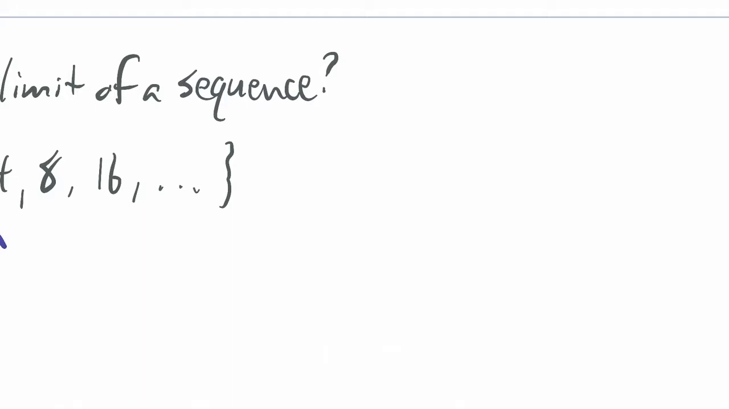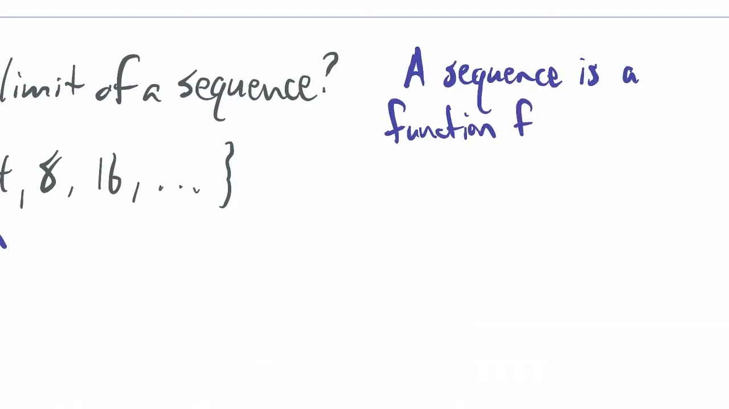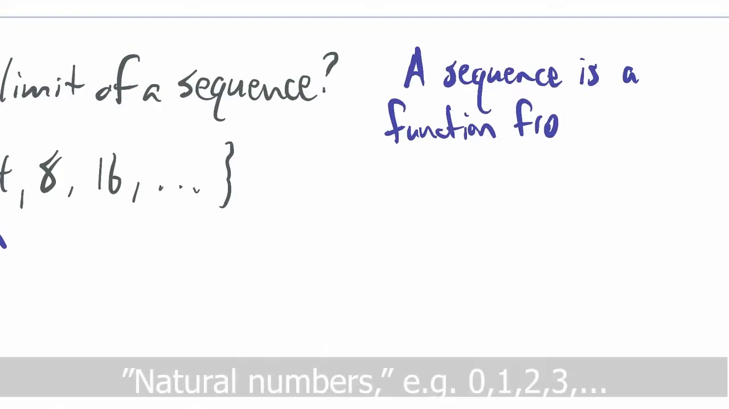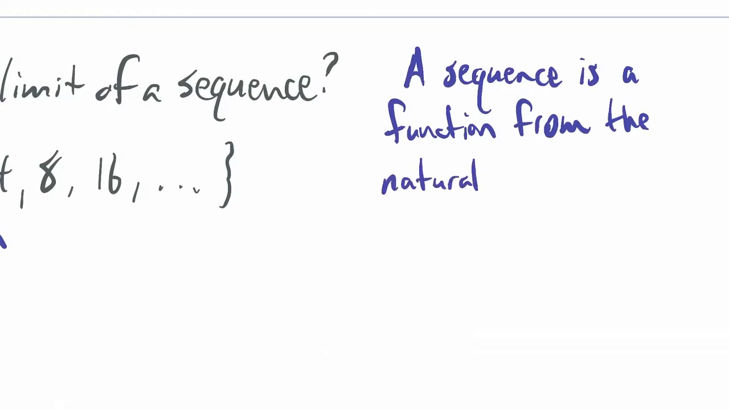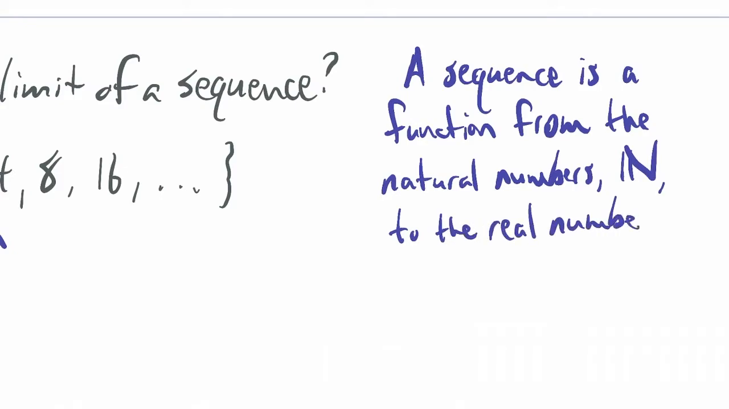So let's put it over here. A sequence is a function from, meaning the inputs would be natural numbers, from the natural numbers, which is often written by a double-struck N like that, to the real numbers, which is often written with a double-struck R. So the input is a natural number, the output is a real number, which, so far, has been whole numbers, but we've had some fractions and you could have roots and all kinds of stuff.